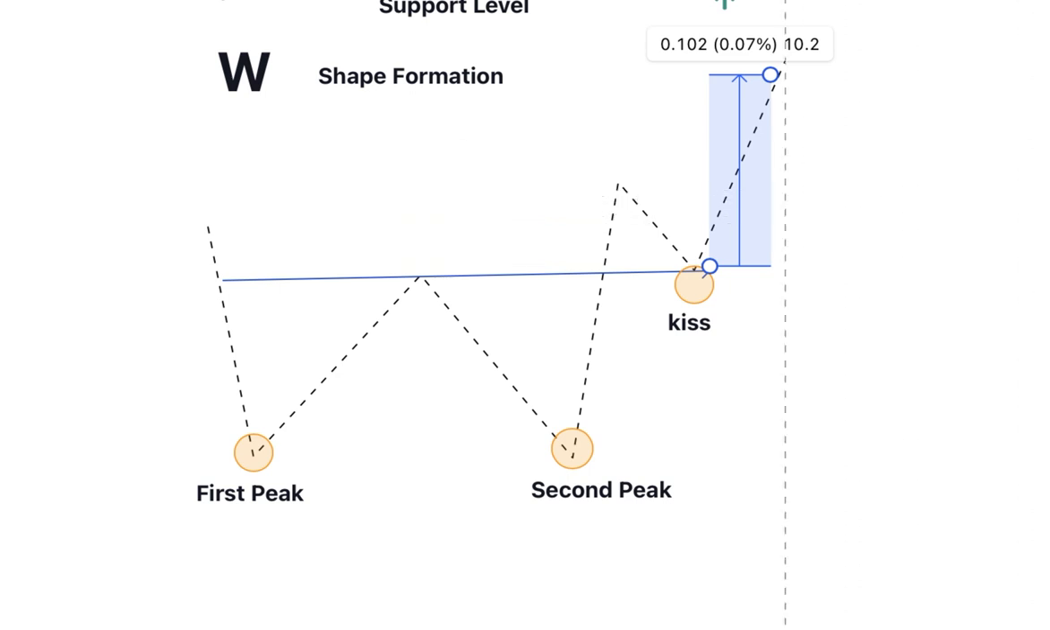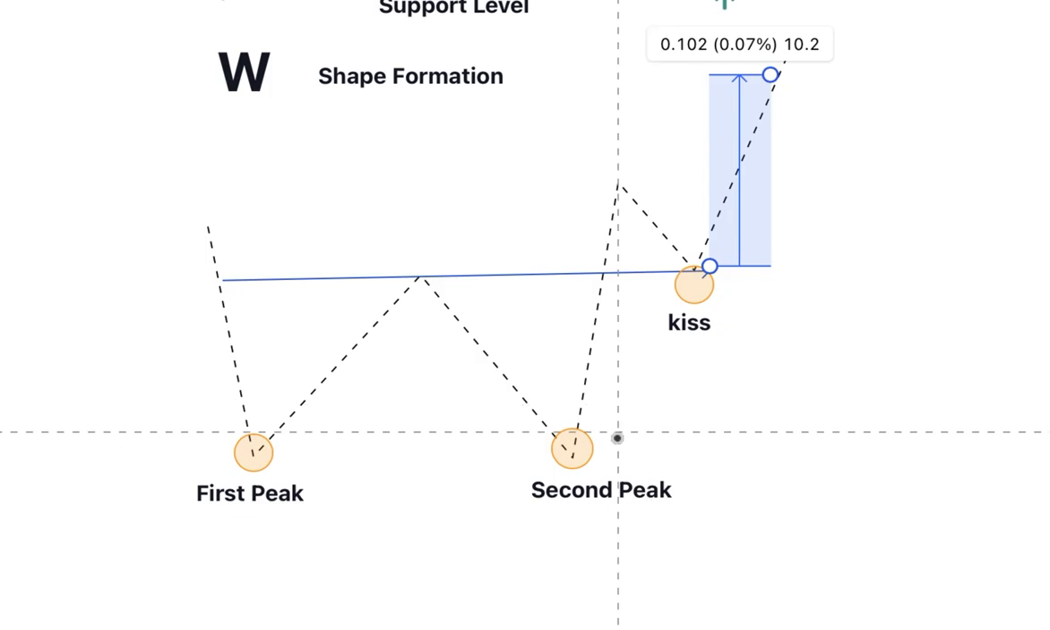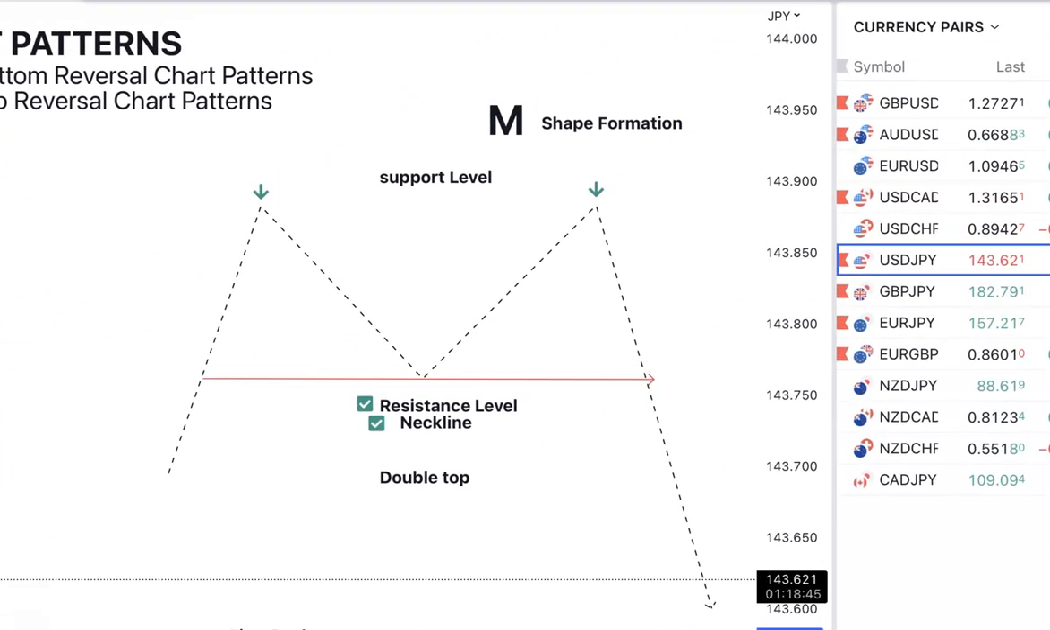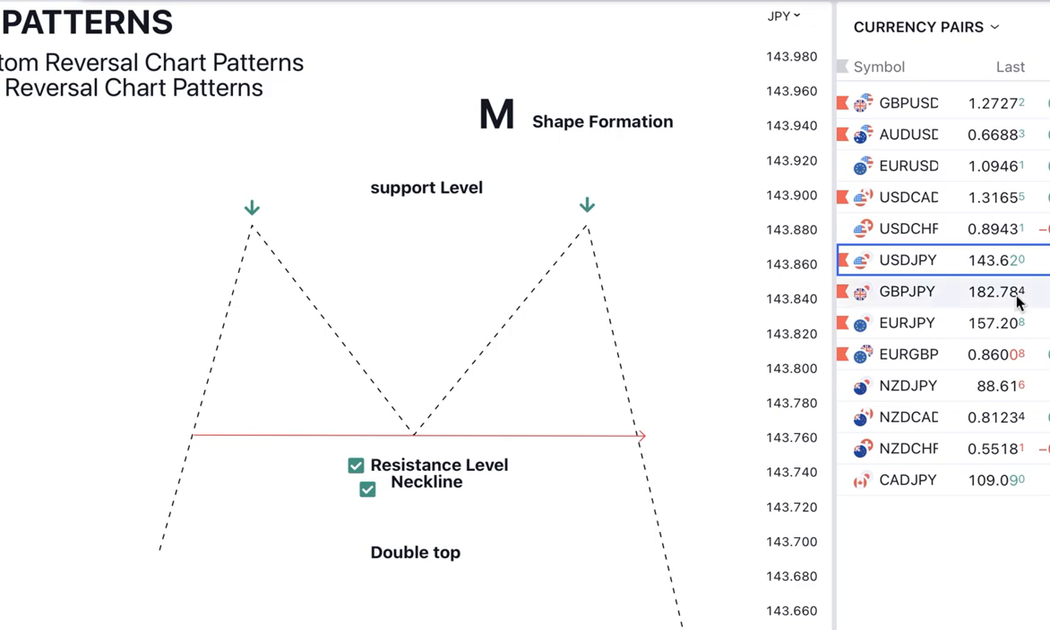Now let's move to the double top reversal chart pattern. Anytime you want to enter a trade, make sure you look for a bullish reversal candlestick on the neckline or on the second peak to validate your entry. Now let's move to the double top reversal chart patterns.